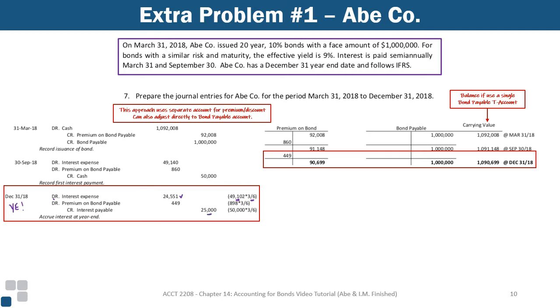We'll credit interest payable, right? We're not crediting cash yet because it's not paid until the cash is actually paid. So we set up an interest payable, which will be the $50,000 cash payment times 3/6, and then you can plug the remaining debit to the bond payable premium account for $449. And that's what it looks like here. We'll put a credit in the premium T account, and now the balance in the bond is $1,090,699.